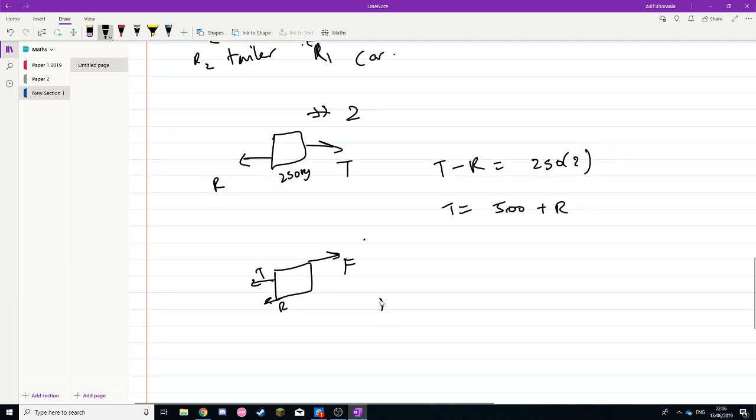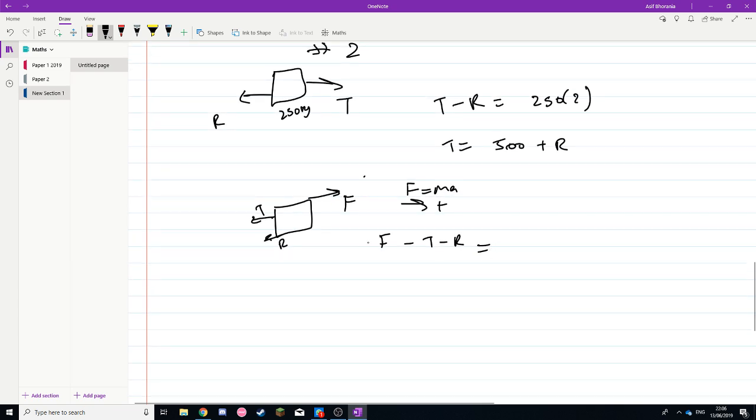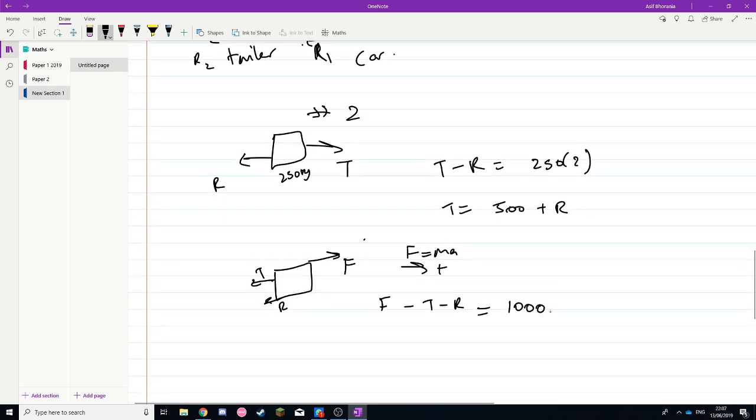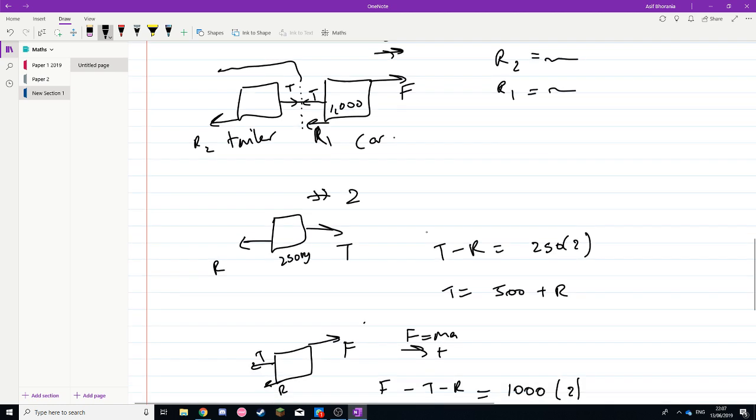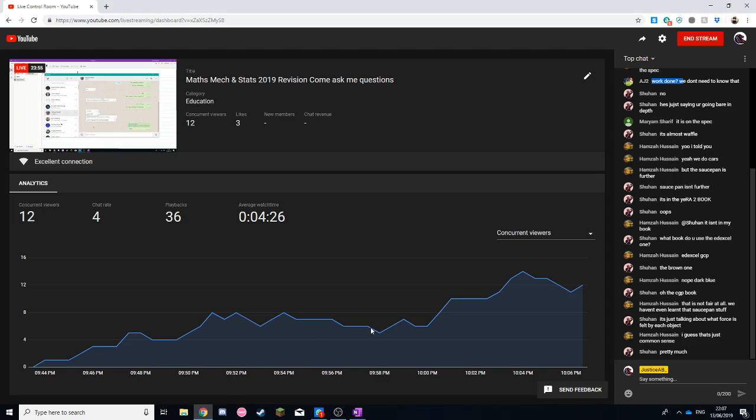Work with the car now. Doing F equals ma, taking this direction as positive, F minus T minus R would be equal to the mass times the acceleration, which we're given to be 2. From here we can work out F. Probably 5 marks, this type of question. If anyone else has a type of connected particles question, let me know. Otherwise I'm just going to move on. Other than that, I think that should be fine.